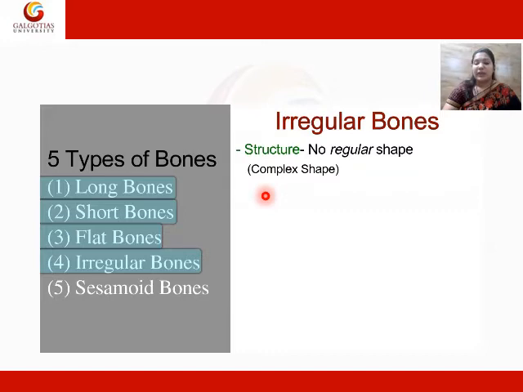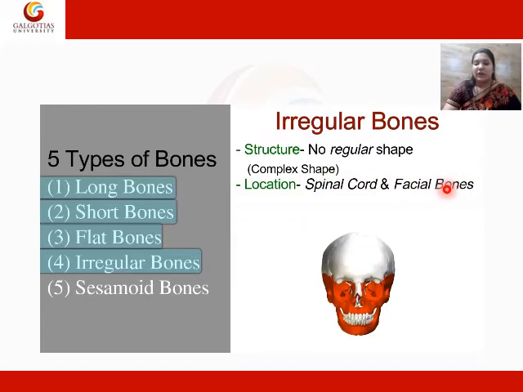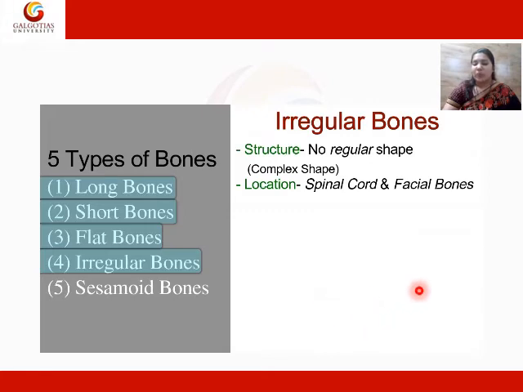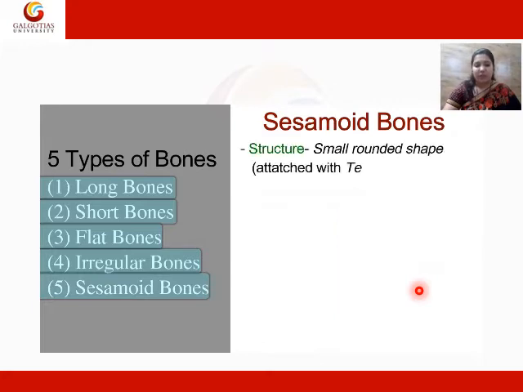These bones are very irregular, having different spinous processes and foramens. The location of this type of bone is the spinal vertebral column and the facial bones. In the face, all the bones like maxilla, mandible, ethmoid, orbit are irregular in shape, having no definite structure. The main function of these bones is to provide protection to the nervous tissue. That means in the vertebral column, the spinal cord is protected under the vertebral foramen or the spinous foramen.